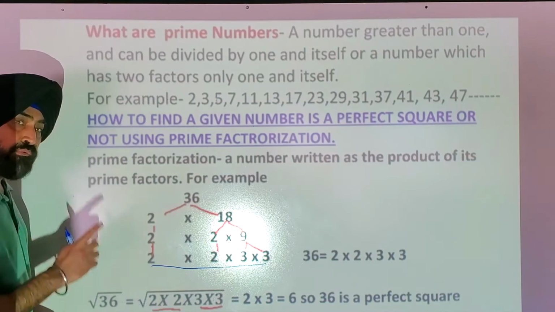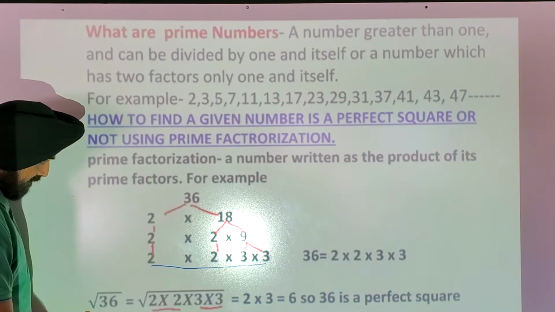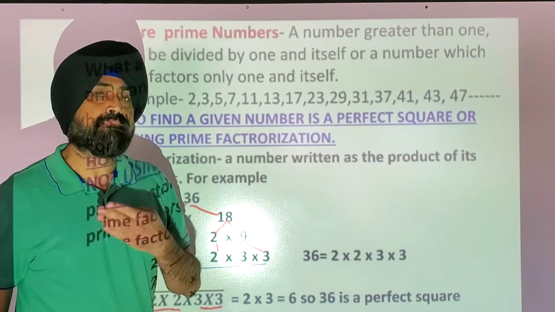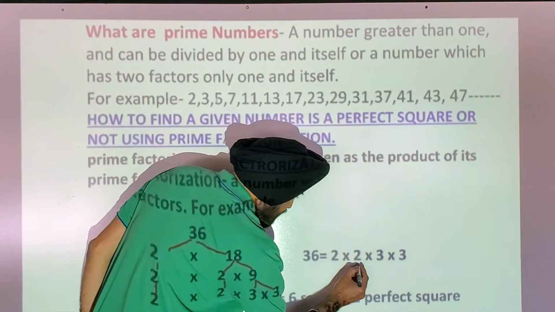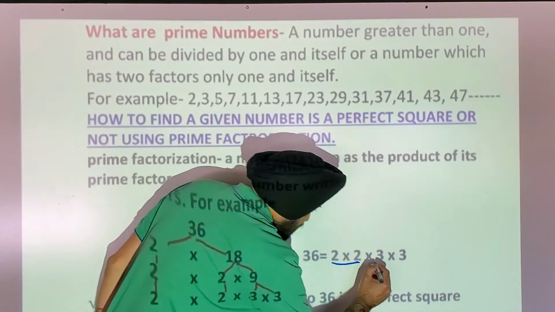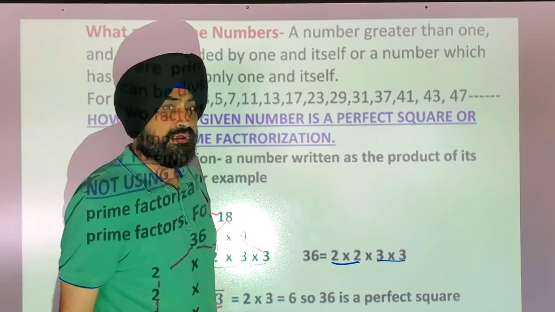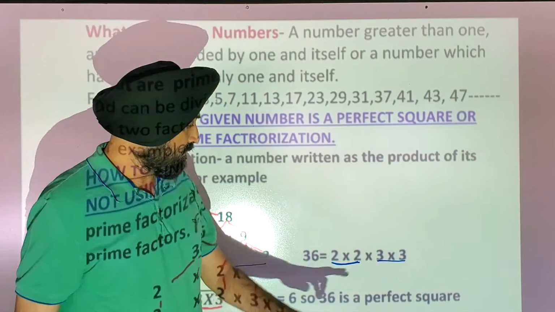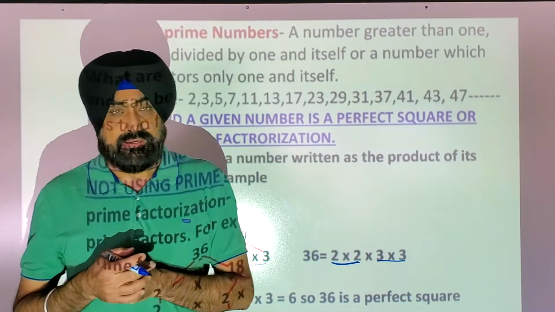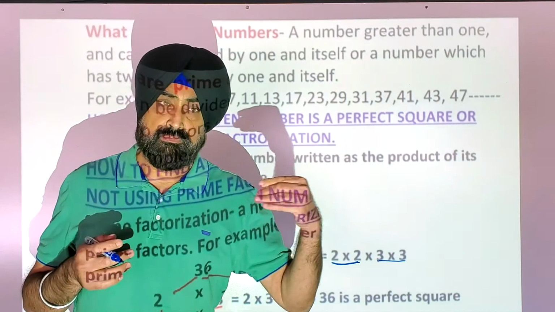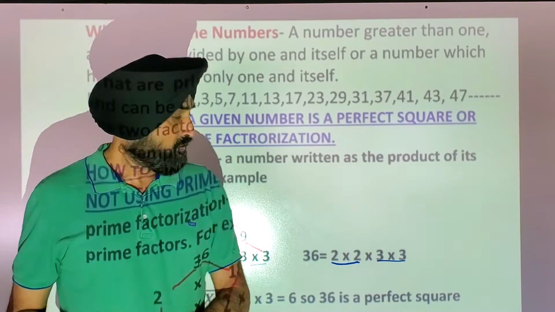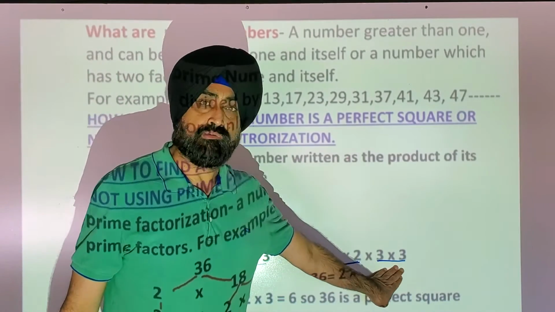Now to find the square root of 36, before that, is 36 a perfect square or not? What we will do is make pairs of the same number. This 2, 2 is one pair. This 3, 3 is also a pair. So all the prime factors form pairs: 2, 2 and 3, 3. If the prime factorization makes all same pairs, that is a perfect square.